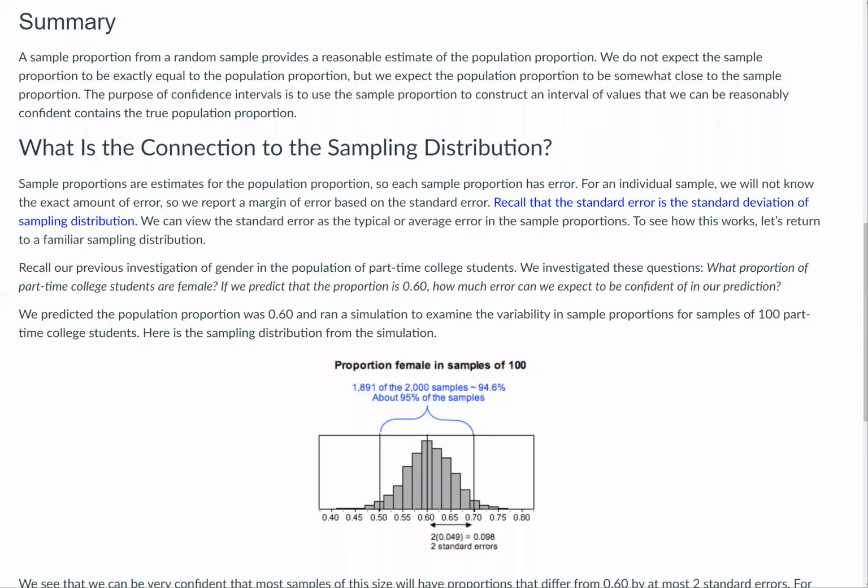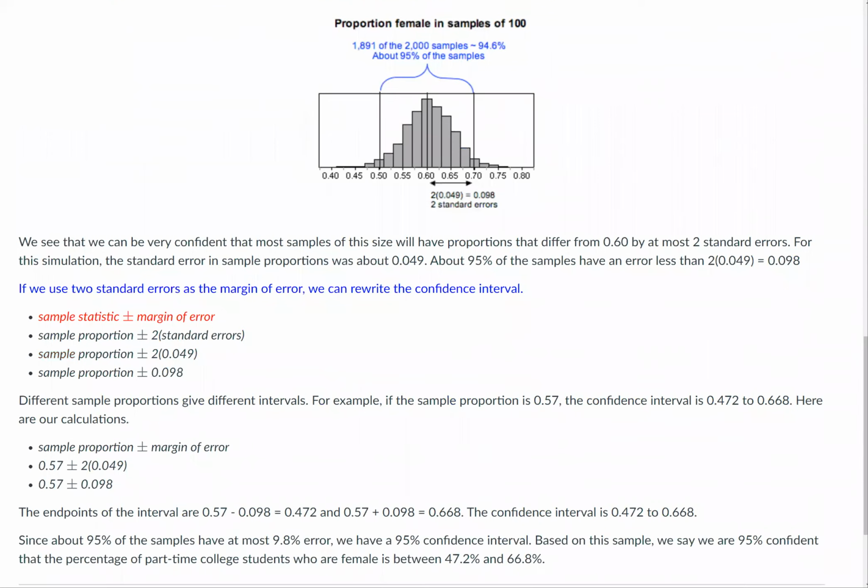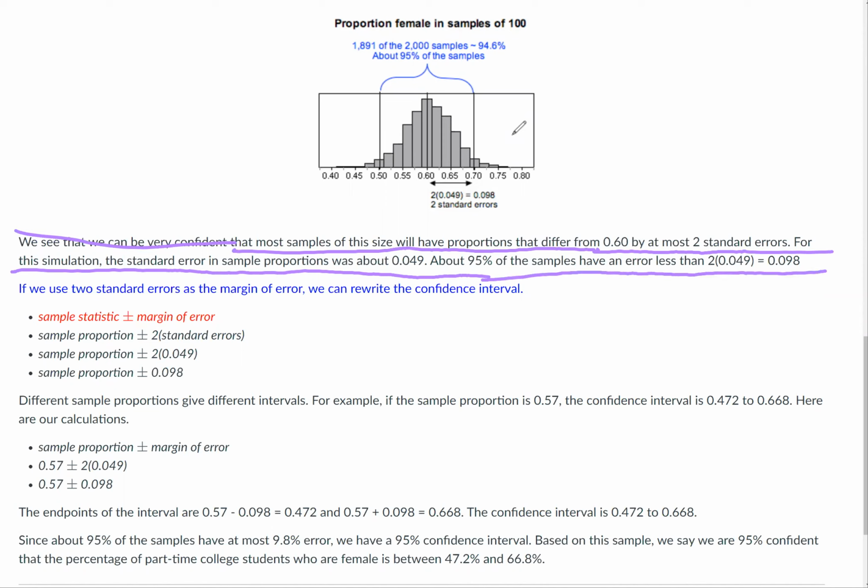Okay, let's look at it. So we see that we can be very confident that most samples of this size will have proportions that differ from 0.60 by at most 2 standard errors. For this simulation, the standard error in sample proportions was about 0.049. About 95% of the samples have an error less than 2 times 0.049, which is 0.098.